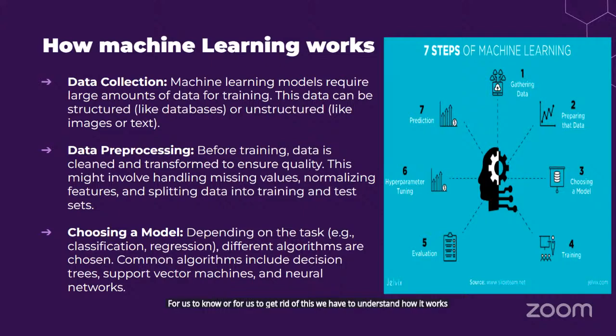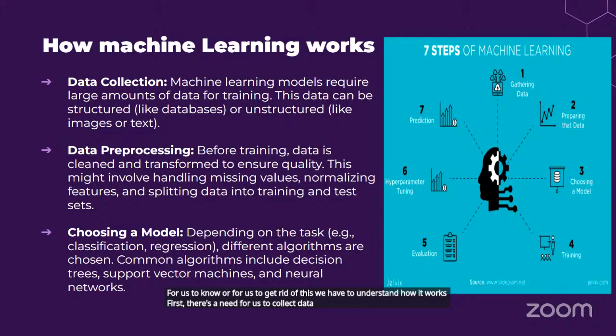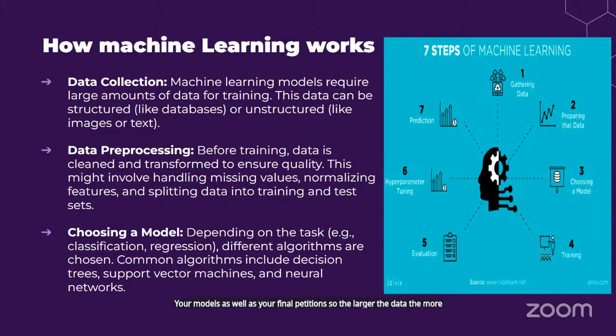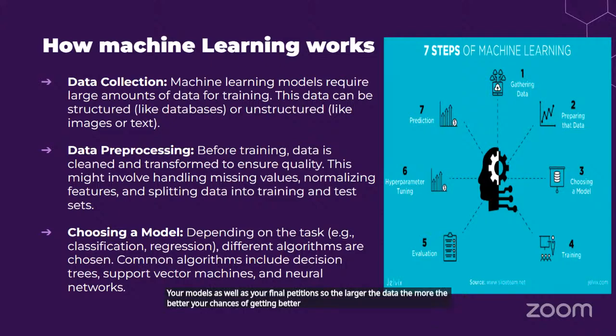First, there is a need for us to collect data. Machine learning requires a large amount of data, and that is true. Sometimes the quantity of the data could determine how effective your models as well as your final predictions are. So the larger the data, the better your chances of getting recognition feedback. Because don't forget, the aim is for it to recognize patterns. And if you can give it a very large sum of data from different sources and different formats, all pointing to one aim.